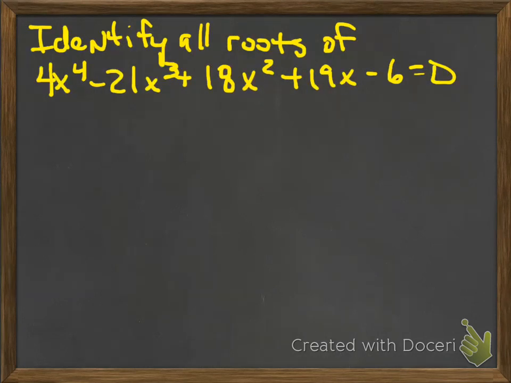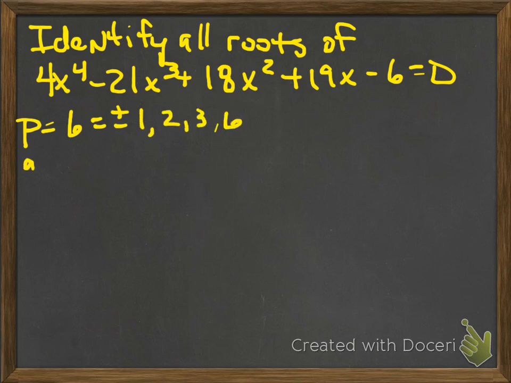So for another example, we're going to identify all the roots of 4x to the fourth minus 21x cubed plus 18x squared plus 19x minus 6. Again, starting off with your p here is 6. So we're going to find all the factors of 6, which are plus and minus 1, 2, 3, and 6. Q is 4. All the factors of 4 are 1, 2, and 4.